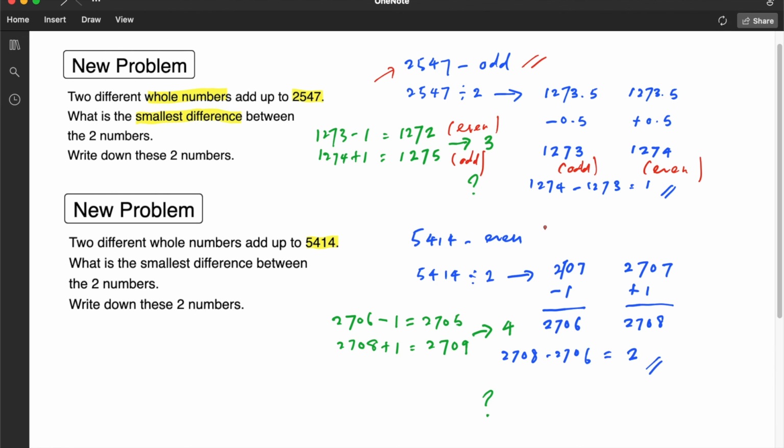Now let's take a look at the second case. Very interesting. We have an even number, so two numbers adding up to an even number. For our first answer, 2706 is even. 2708 is also even. So two evens will add up to even. But let's take a look at the second extension to the problem. 2705 is odd, and 2709 is also odd. So for even numbers, it is interesting. You can either have two even numbers or two odd numbers.